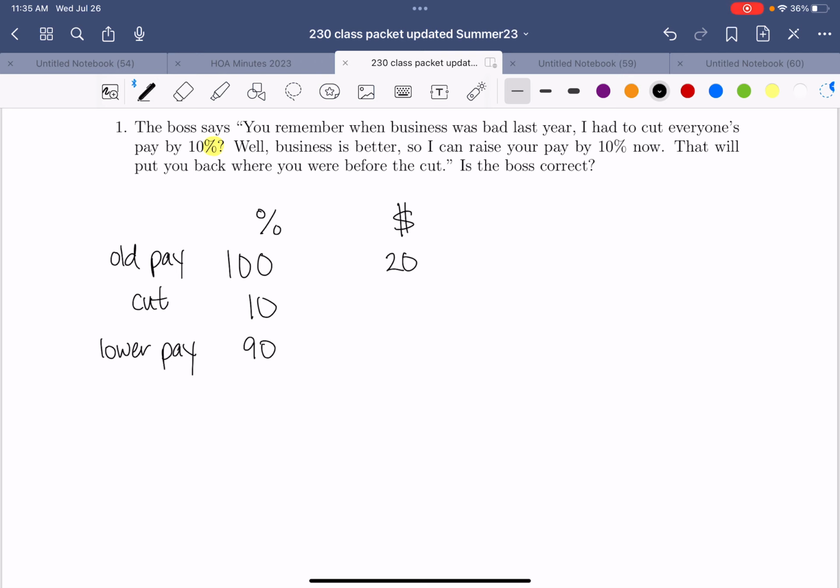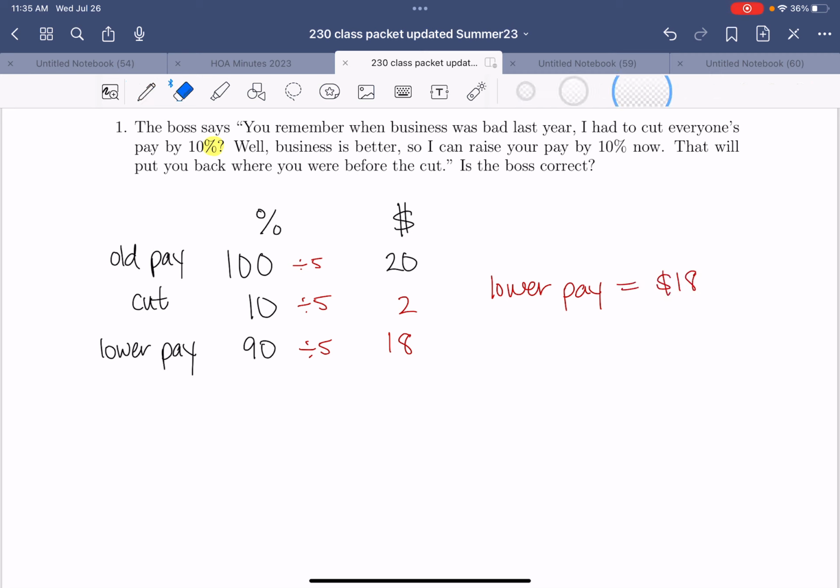Again, you can choose whatever number makes the best sense for you. Then we need to figure out what these other numbers are. I like 20 because I can use a factor of change strategy here. We could just divide everything by 5, because 100 divided by 5 gives me 20. So if I divide everything by 5, 10 divided by 5 is 2, and 90 divided by 5 is going to be 18. So your new pay, or your lower pay, is $18.